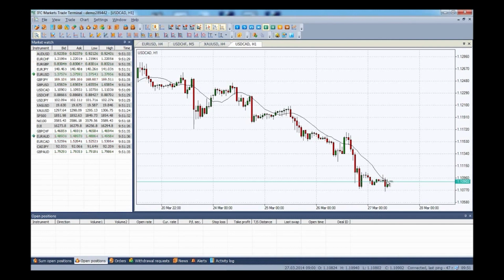For more information about the moving average, simply go to Education on the IFC Markets webpage, Technical Analysis, Technical Indicators, and in the Trend Indicators submenu, select Moving Average.